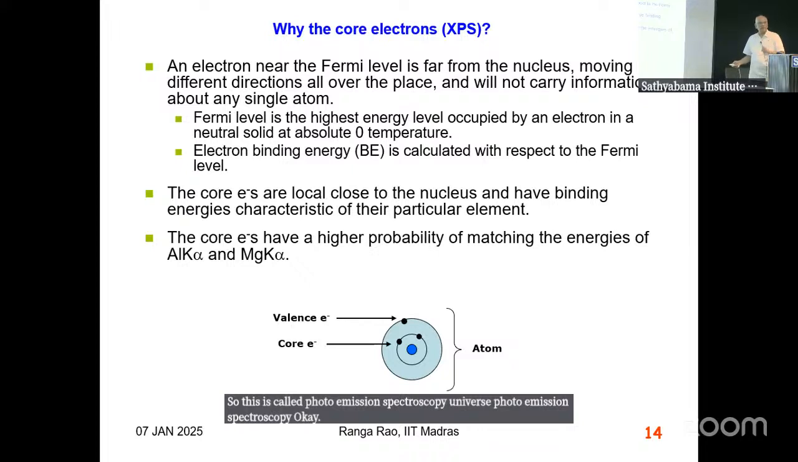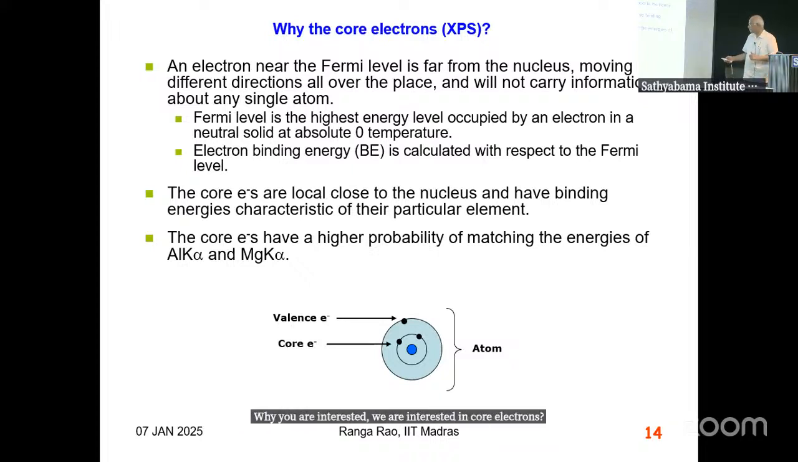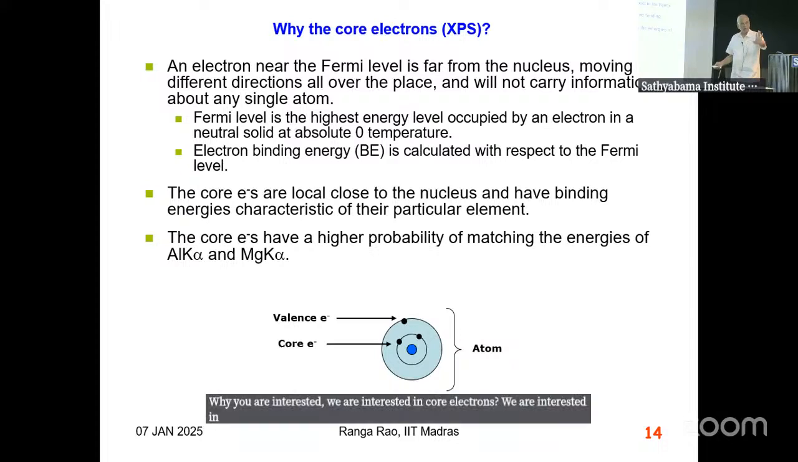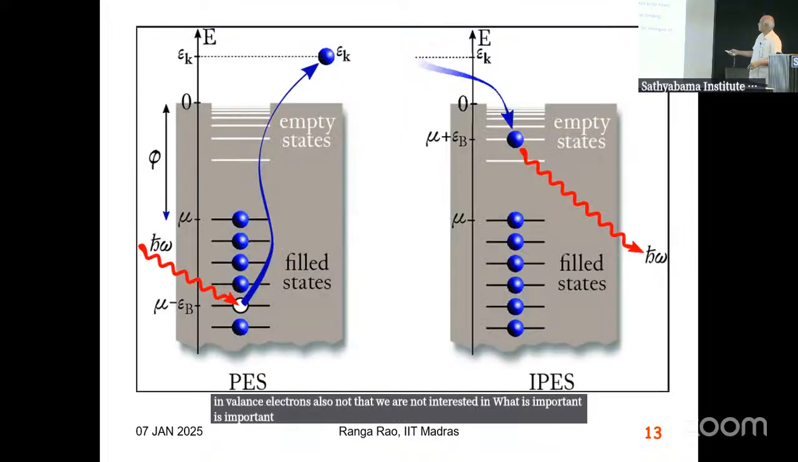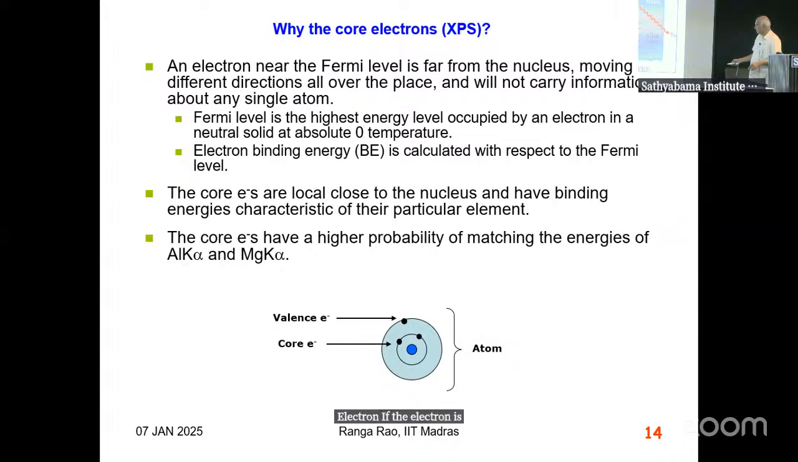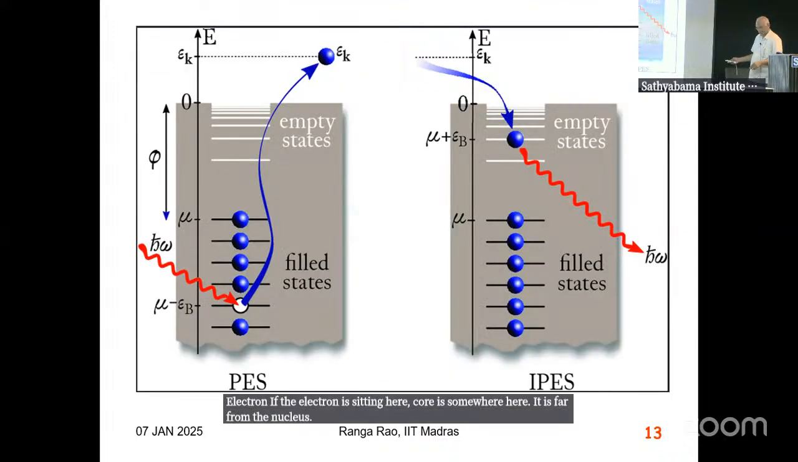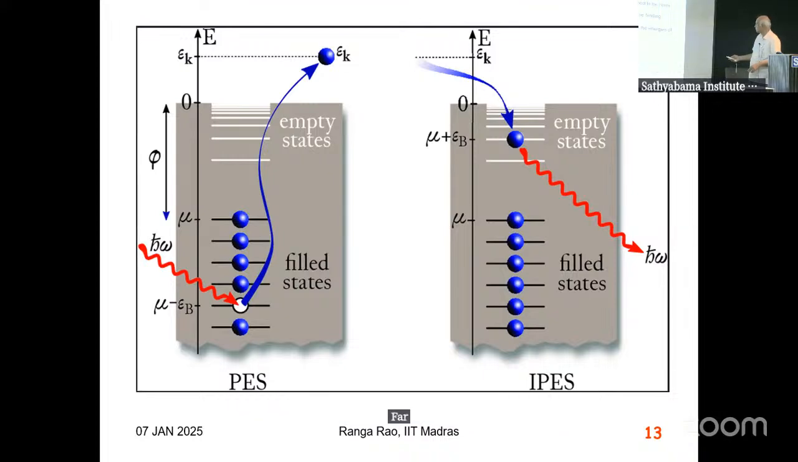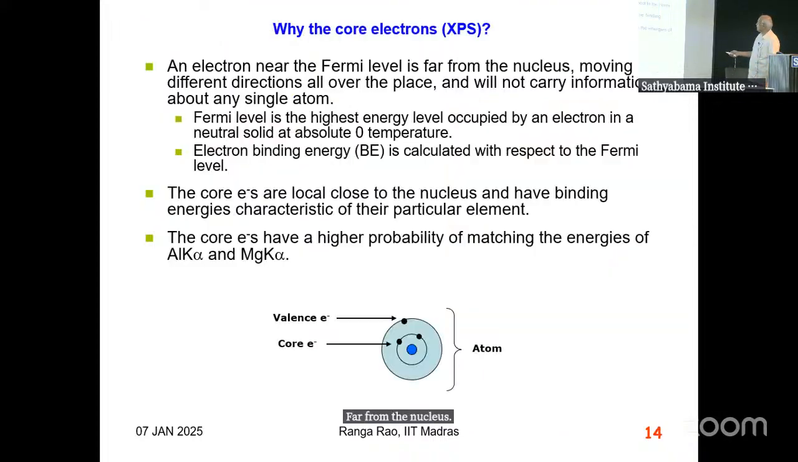Why are we interested in core electrons? We are interested in valence electrons also. Not that we are not interested in them. What is important is that an electron near the Fermi level is far from the nucleus. If you see in this particular slide, if the electron is sitting here, the core is somewhere here. It is far from the nucleus, right? So it is moving in all directions all over the place and will not carry information about any single atom.